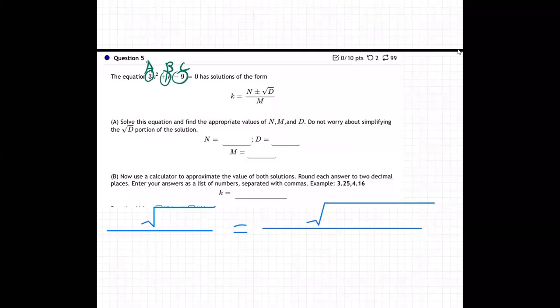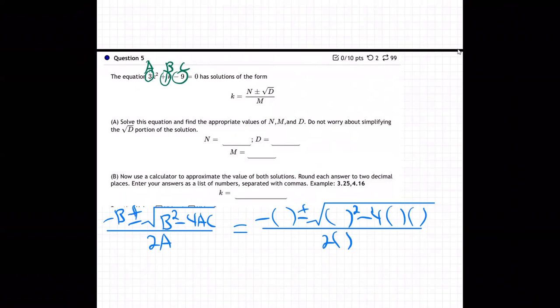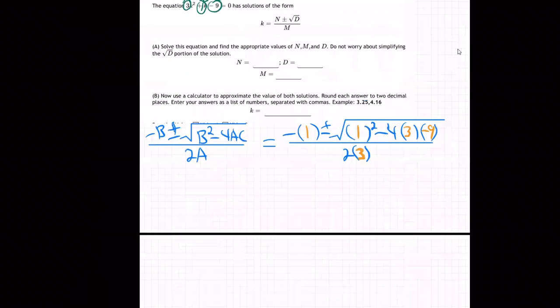All right, so the quadratic formula says negative b plus or minus square root of b squared minus 4ac, all over 2a. So that's negative b plus or minus square root of b squared minus 4 times a times c, all over 2a. So I'm going to plug this stuff in. Here we go. So b is 1, and there's 1 there. Minus 4 times a, which is 3, times c, which is -9, all over 2 times a, which is 3.